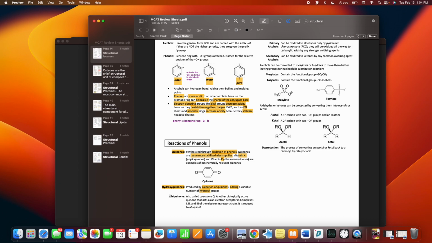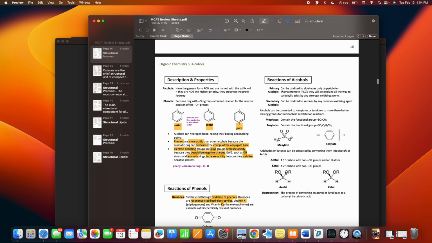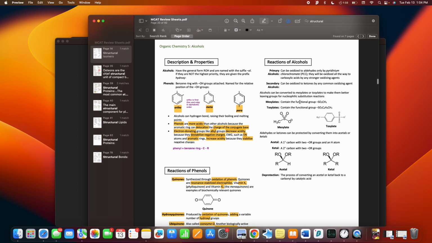Ubiquinone, also called coenzyme Q, is part of oxidative phosphorylation, right? Another biologically active quinone that acts as an electron acceptor in complexes 1, 2, and 3 of the ETC. It is reduced to ubiquinol. Okay, 1, 2, and 3. Electron acceptor, electrophile. It loves electrons. Cool. We have almost a minute left.